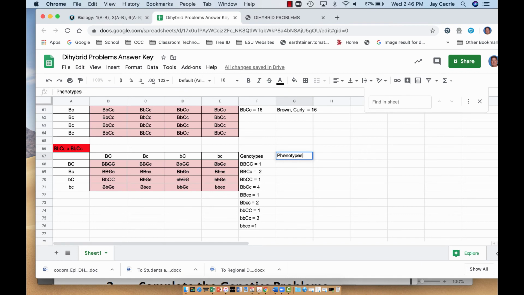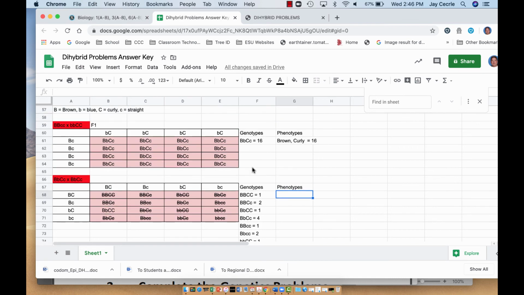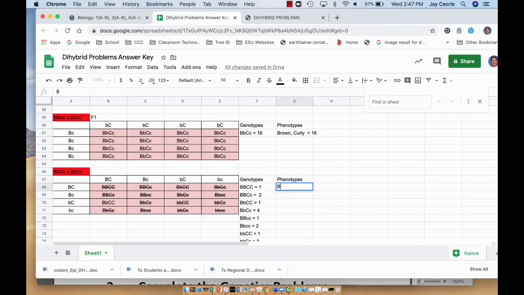Okay, phenotypes. Remember we said it was going to be a 9 to 3 to 3 to 1. So anything that's capital B, capital C, it's going to be brown, curly. So that fits this one, this one, this one, this one. So it makes them all alike. There's at least one capital B, one capital C, that is a total of 9. So there's the first number. Okay, next one is 2 capital B's. So there's one, it's brown. With the 2 lowercase c's, this would be straight hair. There are 3. So those 2 fit that criteria.